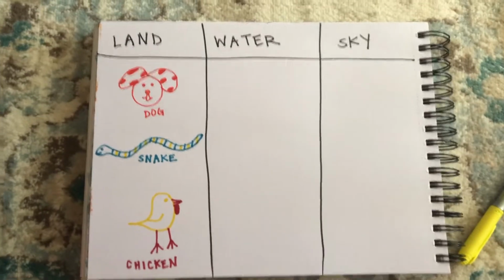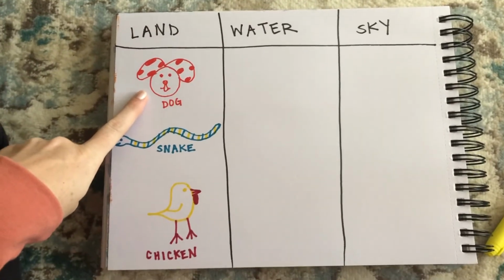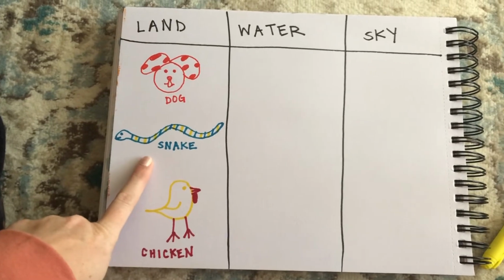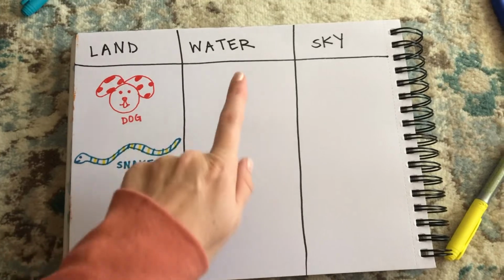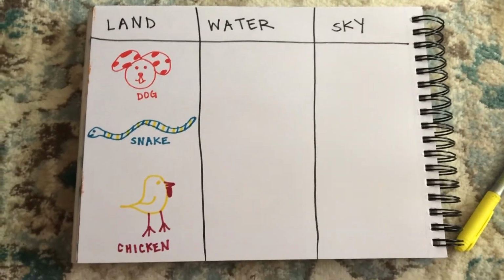As you can see, I drew my 3 animals. First I have a dog, then I have a snake, and then I have a chicken. Now let's draw 3 animals that live in the water. So let's think about our favorite animals that live in the water.